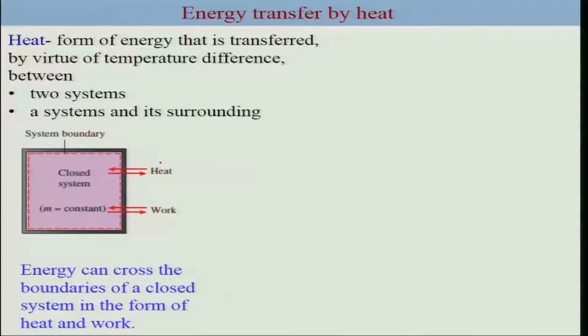So for a closed system you have two possibilities, that is heat when there is a change in the temperature, and there is work. And heat is a form of energy that is transferred by virtue of temperature difference between two systems, or it could be system and surrounding. So we'll talk about heat first, and then we'll discuss work later.